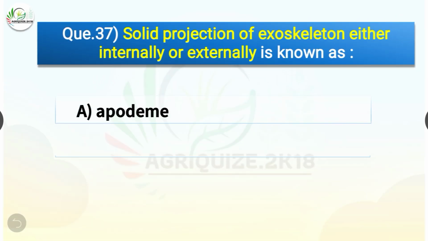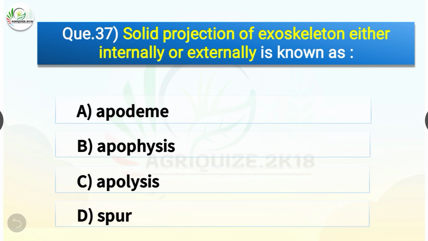Question number 37. Solid projection of exoskeleton either internally or externally is known as. The options are apodyne, apophysis, apolysis or spur. The correct answer is option B, apophysis. So solid projection of exoskeleton either internally or externally is known as apophysis.